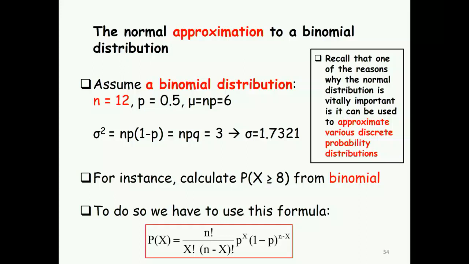Recall that one of the reasons why the normal distribution is vitally important is that it can be used to approximate. The question is binomial, but because the binomial question takes a lot of time to calculate, we simply use the normal distribution formula, Z equals x minus mu divided by sigma. We could apply that to approximate. We don't get exactly the same answer, but we get an approximation.